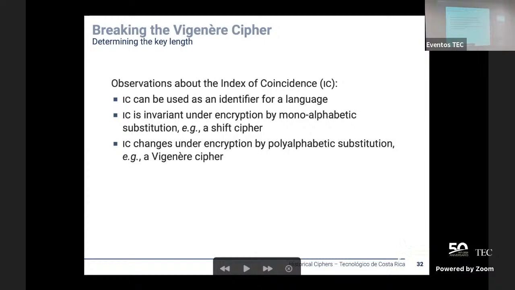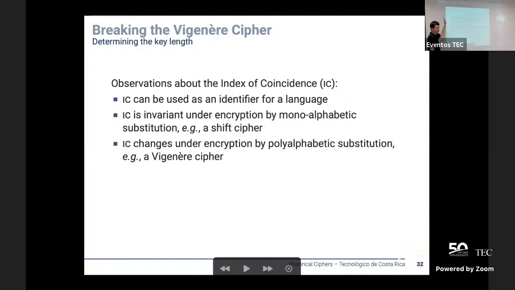But first, there are just some observations or properties about the index of coincidence. I already mentioned the first one: it can serve as an identifier for a language. If you have some random text and you compute the index of coincidence, then you get a number and you can see, oh okay, it's around this size. Maybe it's English, maybe it's another language, or maybe it's just random garbage. The index of coincidence will also remain the same if we apply a shift cipher.